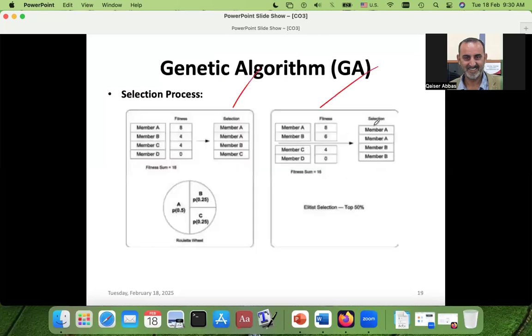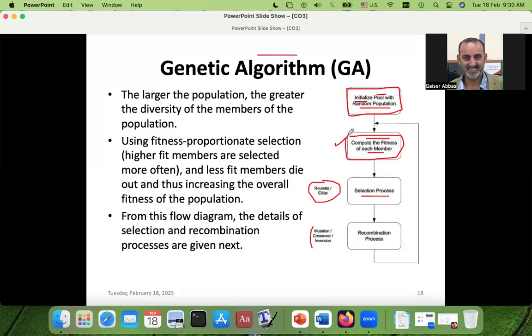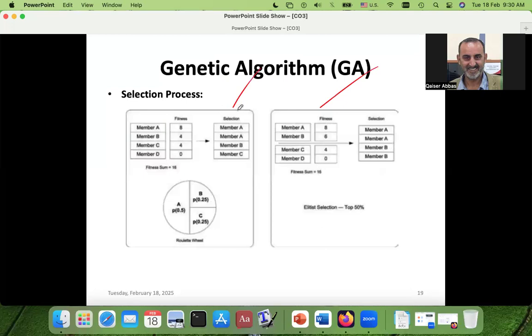So now moving next, let's see. Here is the population with members, okay, that is simple. Compute the fitness of each member, okay, we can use some mathematical formula to calculate the fitness. But what is this selection process? Roulette and elitist. Let's see that. The picture on the left hand side is roulette wheel selection, and the picture on the right hand side is elitist selection.